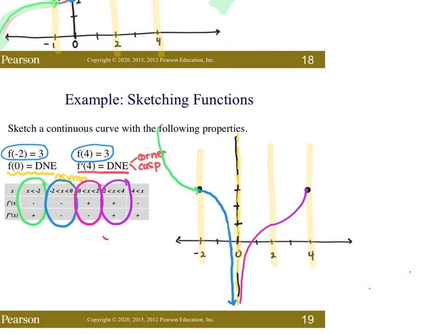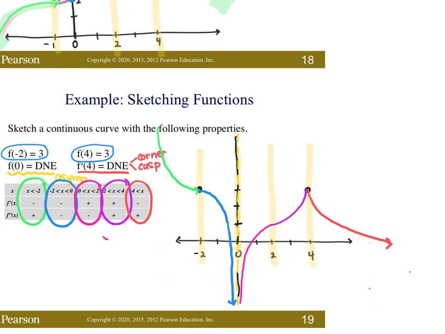In my last interval, I now need to decrease, but have positive concavity. So that's where my cusp is formed, because I now need to go down. I need to decrease from here, but have positive concavity. So that graph right there has positive concavity.